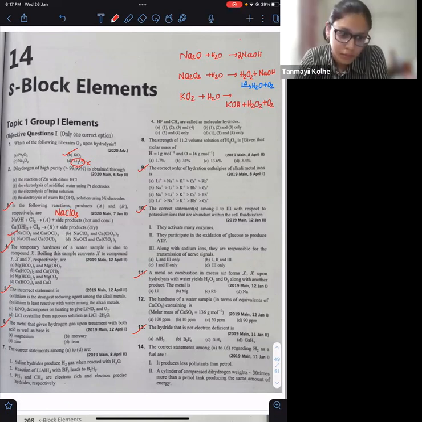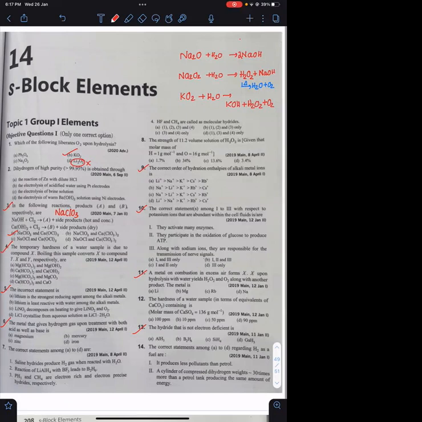Okay. Question number 4 देखो. The temporary hardness of water sample is due to X. Boiling this sample converts X to compound Y. They're asking about X and Y respectively are. ये जो temporary hardness जो है, it is because of presence of bicarbonates of magnesium as well as calcium. ये एक बार अरमान ने भी आपको पढ़ाया है. Remember, it is because of presence of bicarbonates of calcium and magnesium.